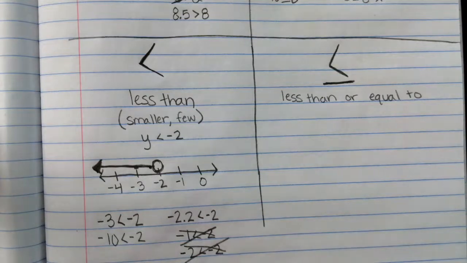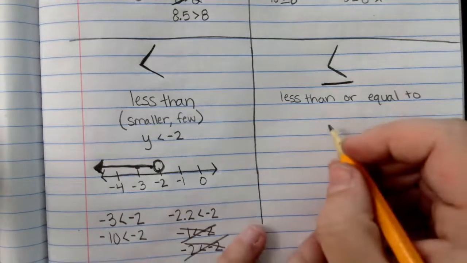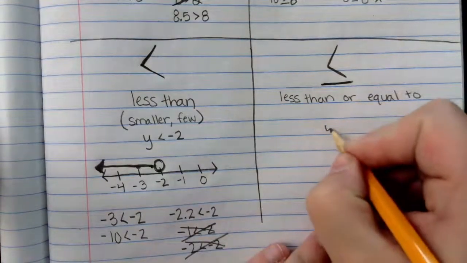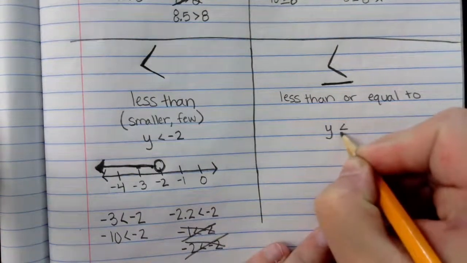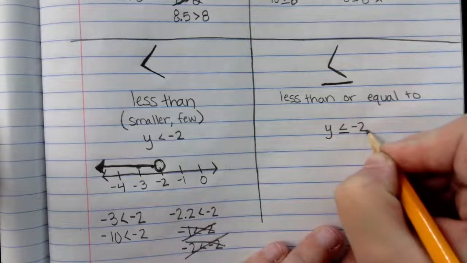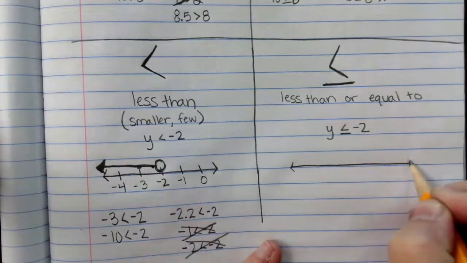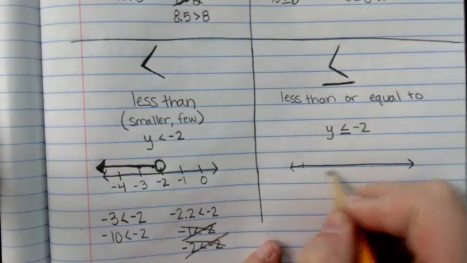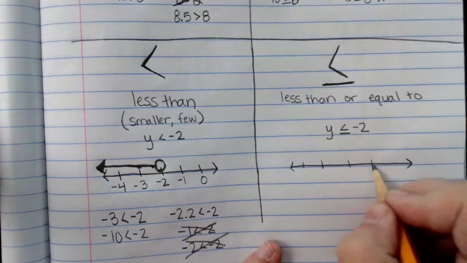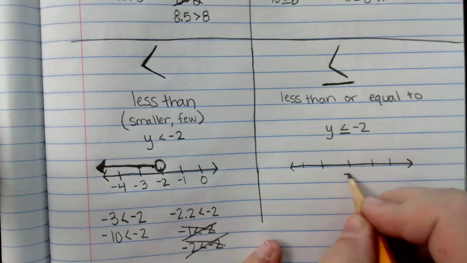So if I have y is less than or equal to -2. We aren't going to go through the whole testing out on this one. We're going to put -2 somewhat in the middle. Doesn't always have to be in the middle, but it's kind of nice to put it in the middle.